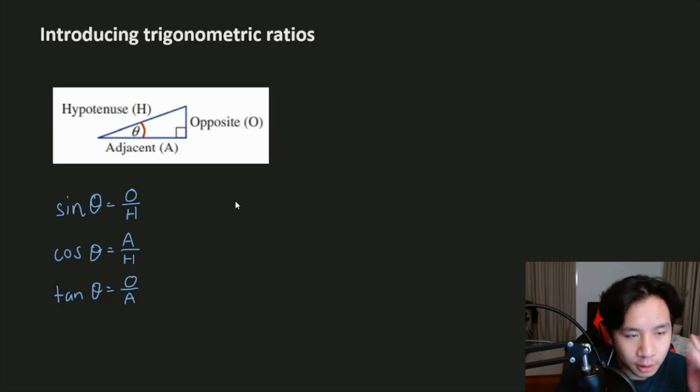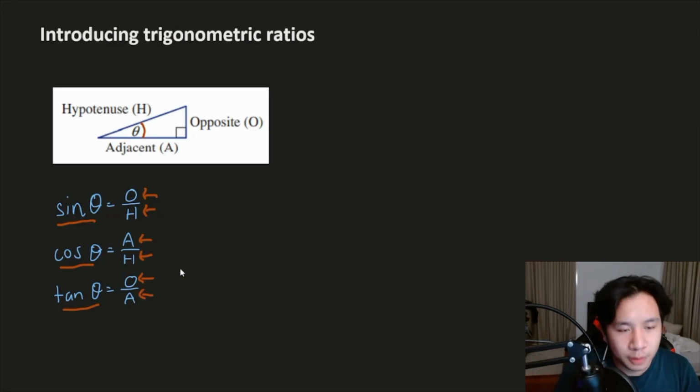And so these are the three trig ratios. Here we have sine theta, which is the opposite over hypotenuse, okay? Cos theta, which is adjacent over hypotenuse. And lastly, tan theta, which is opposite over adjacent.